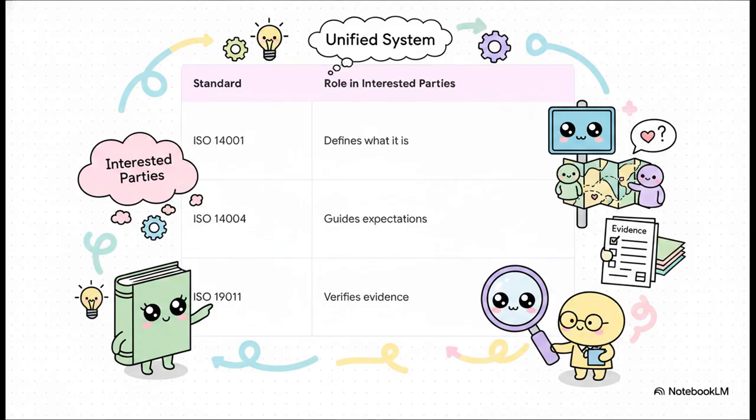Let's trace the life cycle of a single term across these three standards just to see this unified system at work. Let's take interested parties again. So ISO 14001 formally defines what an interested party actually is. Then ISO 14004 steps in and guides the organization on how to identify their needs and expectations. Finally, ISO 19011 tells you, the auditor, how to verify the objective audit evidence to prove that the stakeholder engagement really happened. See? They work beautifully together as a completely unified system.